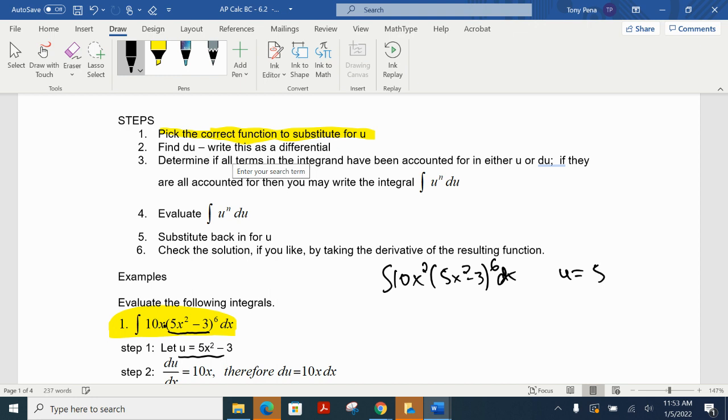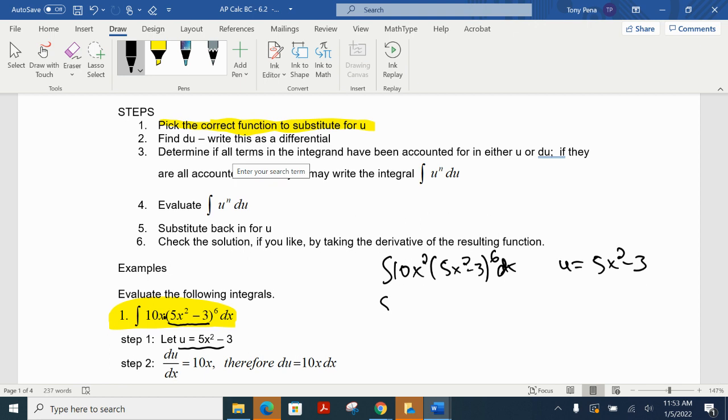So I'm going to let u equal 5x squared minus 3. Well, if you understand what that means, I could rewrite this as... remember, this is your u. This is what's inside of the parentheses. So I can now substitute u in here, and this is now what my function would look like.